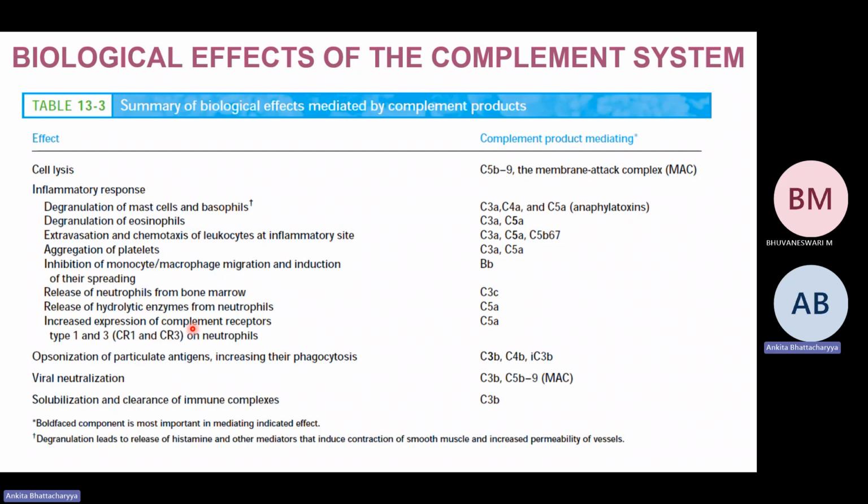Finally, we also have opsonization of particulate antigens, which is increasing their phagocytosis, viral neutralization, and solubilization and clearance of immune complexes. So all of these are the different types of biological effects, which are being mediated by each of these different subtypes of complement products, which is finally executing its activity.